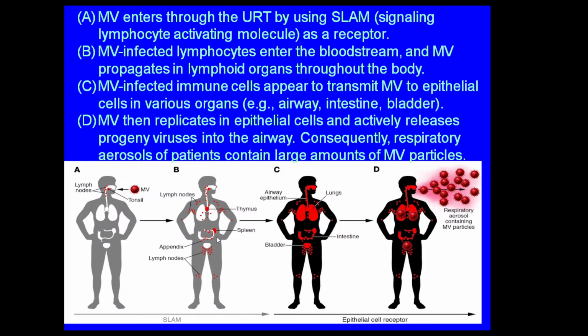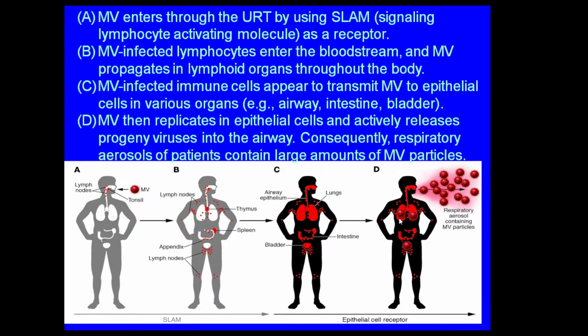Then measles virus infected lymphocytes enter the bloodstream, and measles virus replicates in lymphoid organs throughout the body, in lymph nodes and the accumulations of lymphoid tissue in the appendix and so on. Then the immune cells transport measles virus to epithelial cells in various organs. So in the airways, in the intestinal tract, in the bladder. So in fact, they spread the virus along the body, including the lungs.